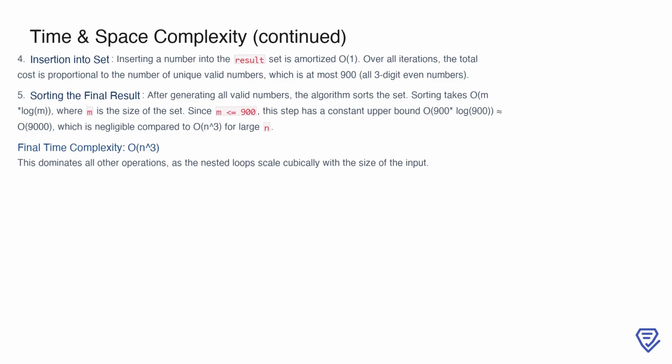Once all valid numbers are stored in the set, the algorithm sorts them to form the final output. Sorting a collection of size m, where m is the size of the set, takes O(m * log m) time. With m being at most 900, this step has an upper bound of approximately O(900 * log 900), which simplifies to O(9000). However, this is constant relative to the cubic complexity of the nested loops, meaning the final time complexity of the algorithm remains O(n^3).